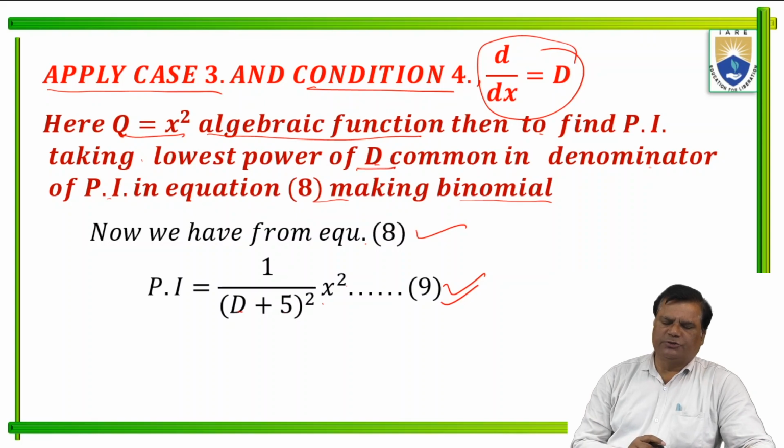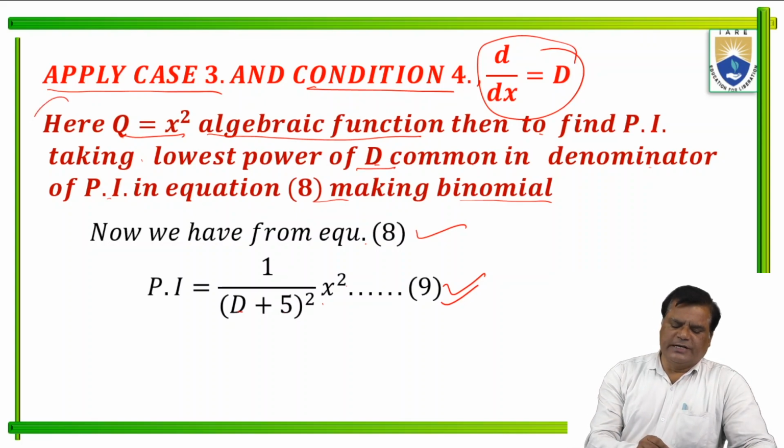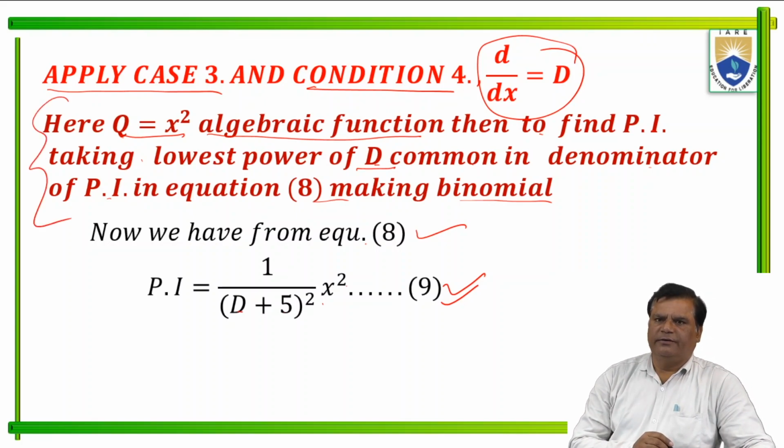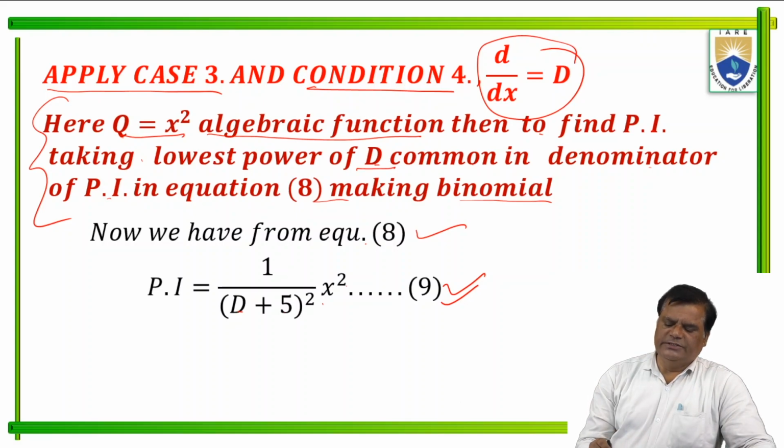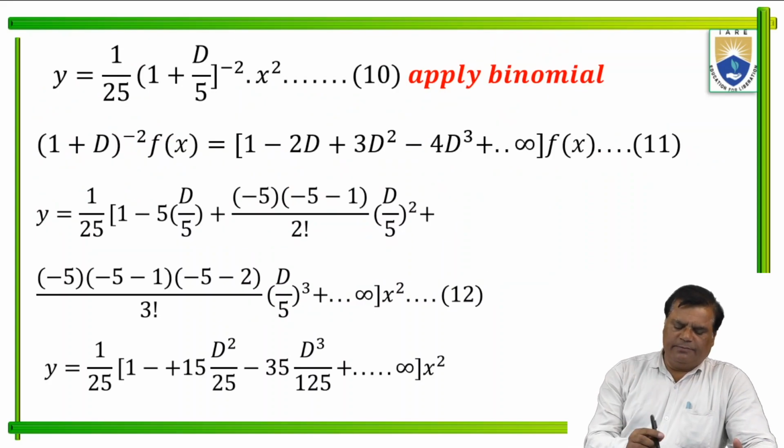D plus 5 whole square. But this is the condition I am using here: taking the lowest power of D common. Here is D to the power 0, in this term D to the power 1, and in this number D to the power 0. So the lowest power is D to the power 0 here. So 5 is taken common, which means 5 square is common. So 5 square means 25, and I am taking 1 upon 25.